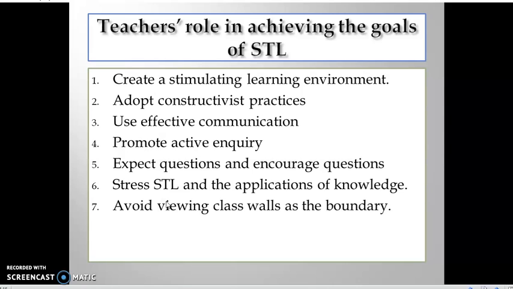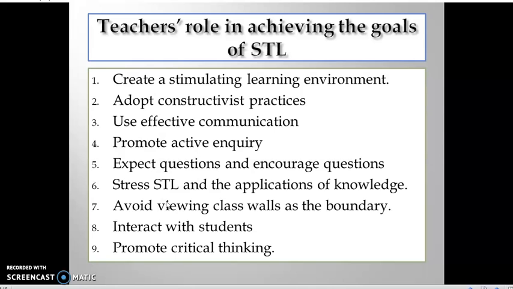Avoid viewing class walls as the boundary. Be a teacher who would allow exploration, who would allow discussion even outside your classroom. So be open to your students. Be a teacher who would be approachable, to whom the students can come without any fear. Interact with the students. As a teacher, if you interact with students freely and make them feel comfortable, you can do your bit. And promote critical thinking.